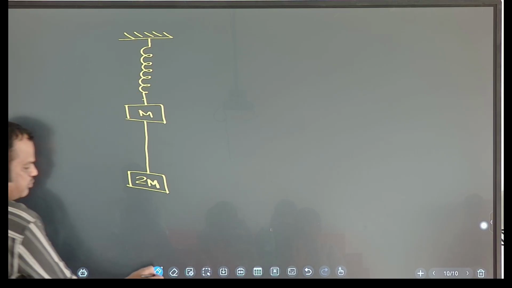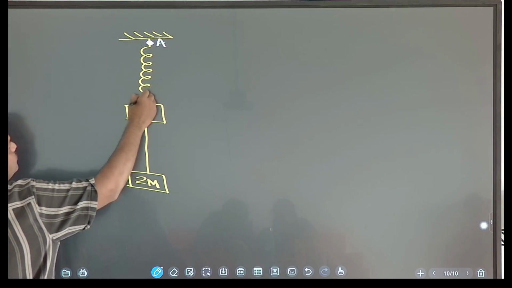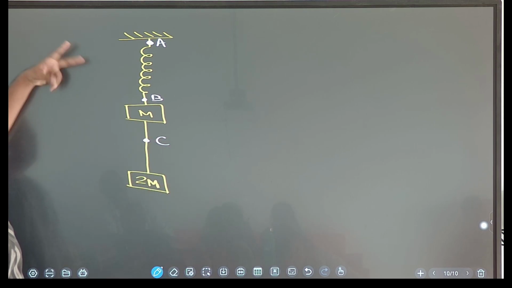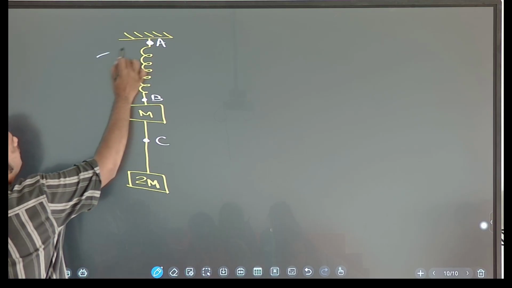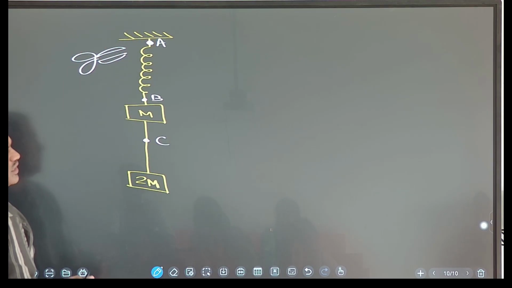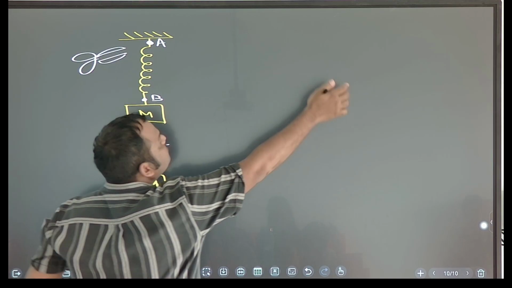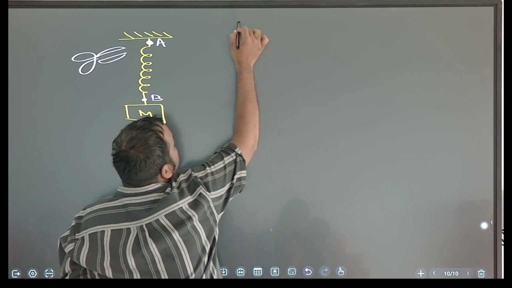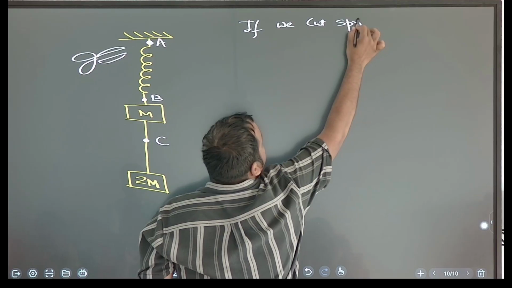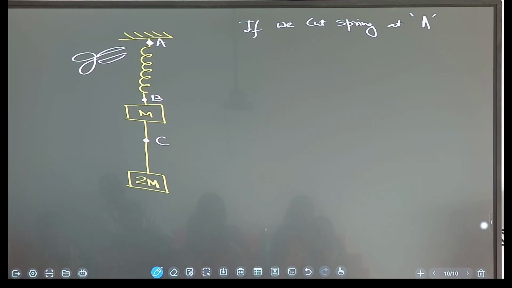Okay, so 3 points are there. Suppose this point is A, this point is B, this point C. Now you cut it. This is the scissor. Now you are cutting it. What happens? Tell me. So note down, draw this diagram. If we cut the spring at A, what happens?